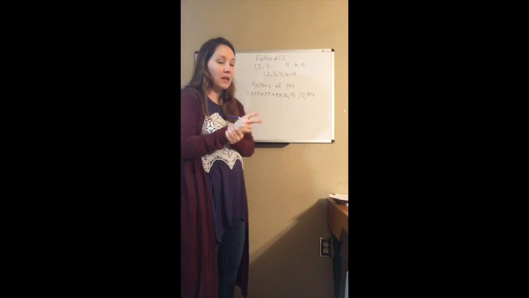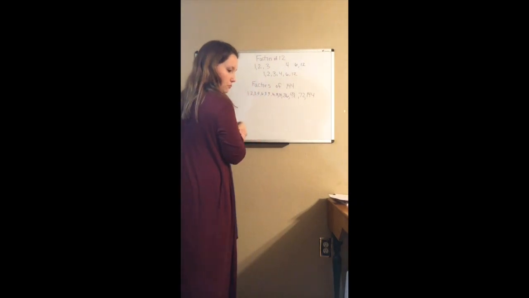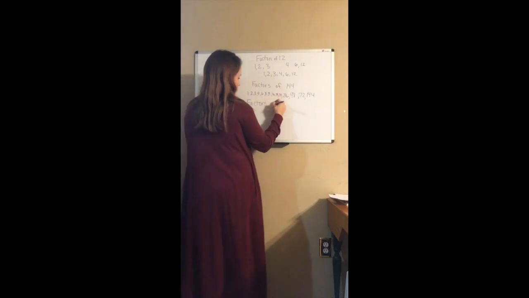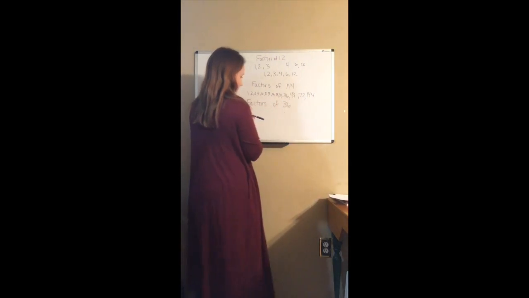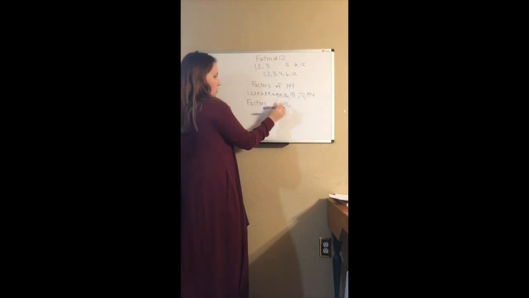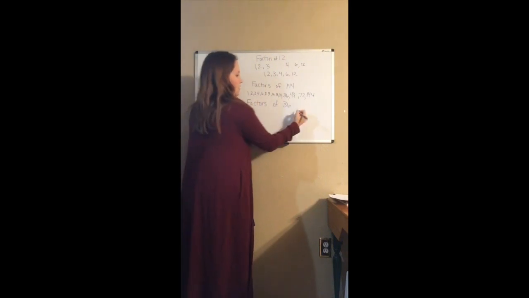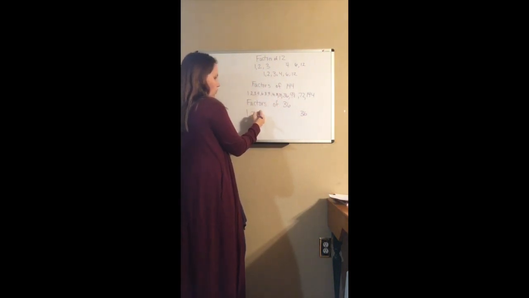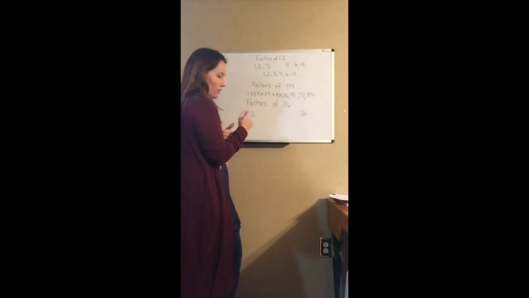Let's do one more, and then I'm going to have you do 2 of these on your own. So we want the factors of 36. Let's start. 1 goes into 36, 36 times. Does 2 go into 36? Well, 36 divided by 2 will give me 18.